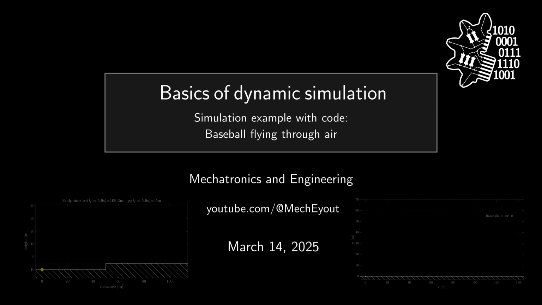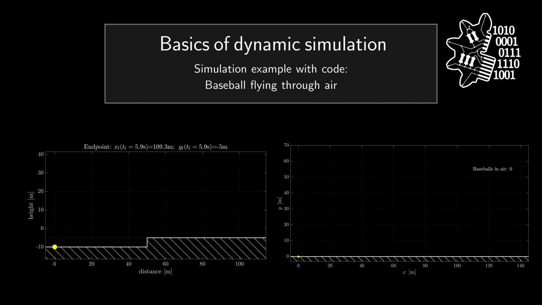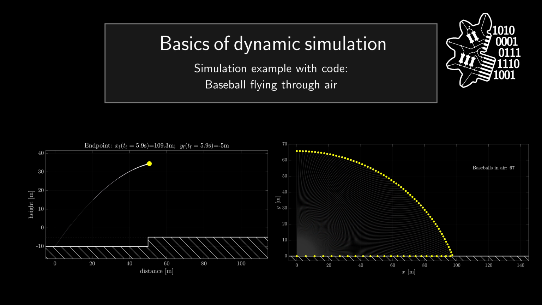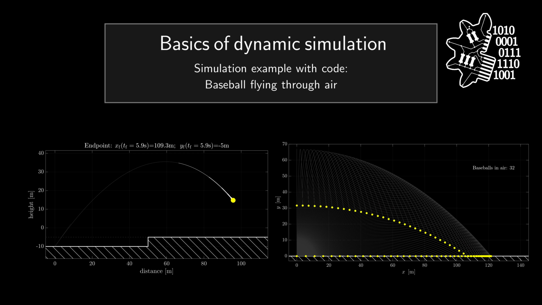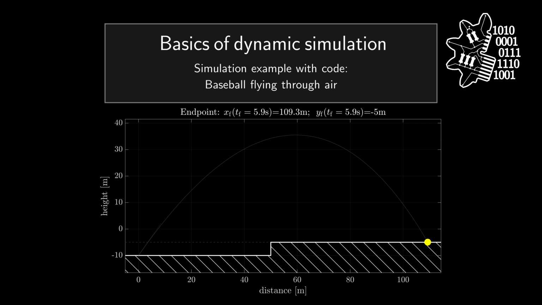Hi and welcome back to another video in the series covering dynamic simulation. In this video we are taking a look at a simulation of a baseball flying through air on a two-dimensional trajectory, also taking into account air resistance. The simulation coming out at the end simulates the trajectory of a baseball flying through air like you see on screen right now.